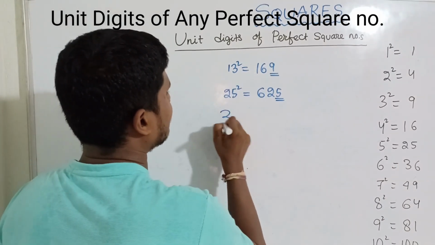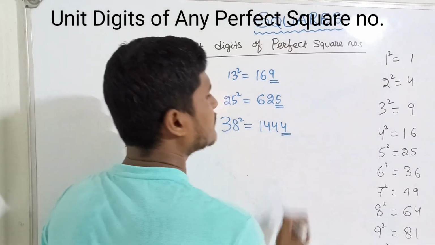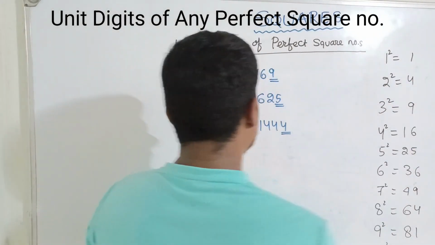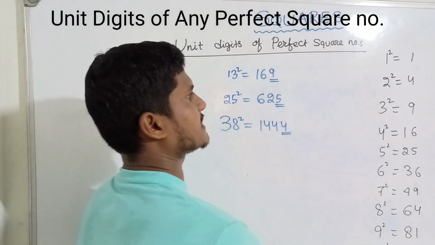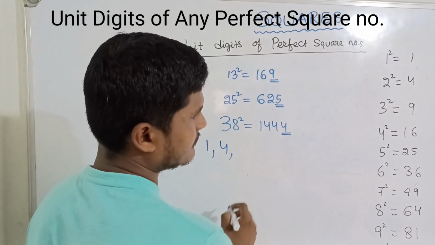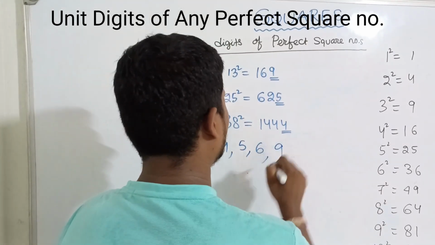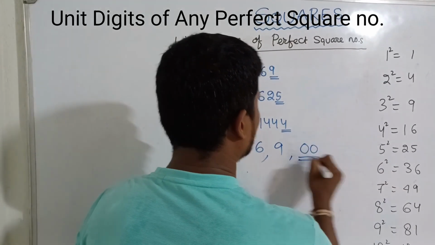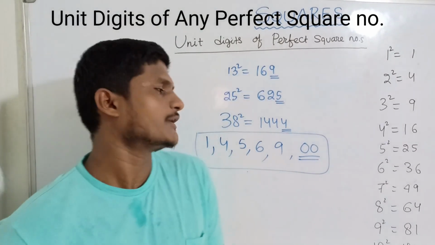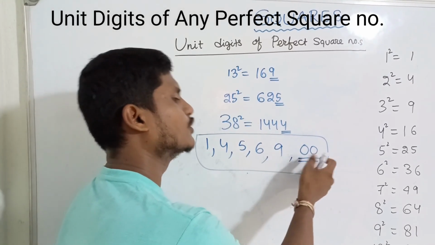Suppose I want to take 38 square. What is the 38 square? 1444. What is the unit digit? 4. So the numbers that are perfect squares have unit digits 1, 4, 9, 5, 6, and 0. If you square a number, its unit digit will always be 1, 4, 5, 6, 9, or 0.